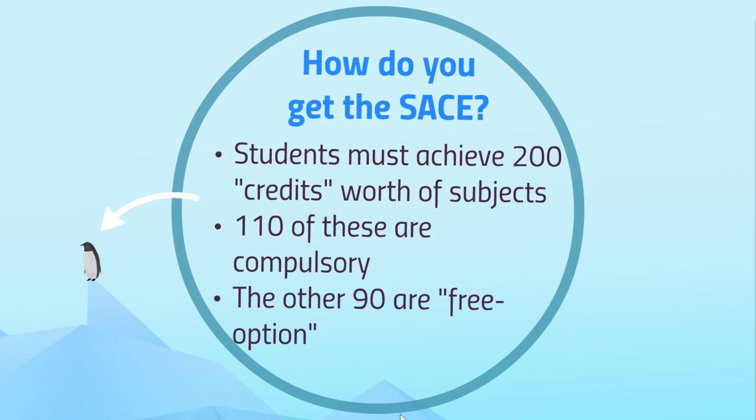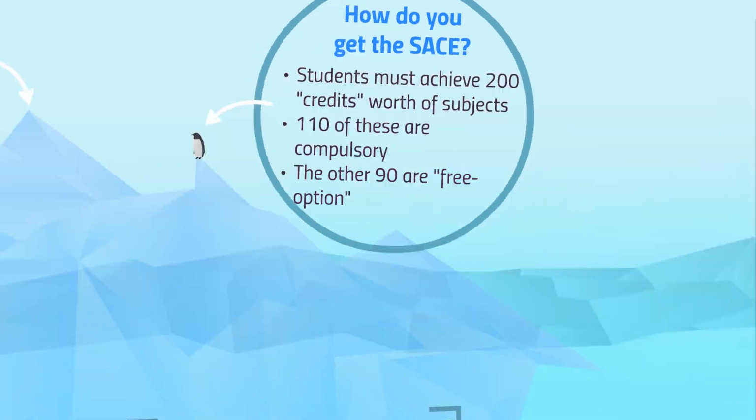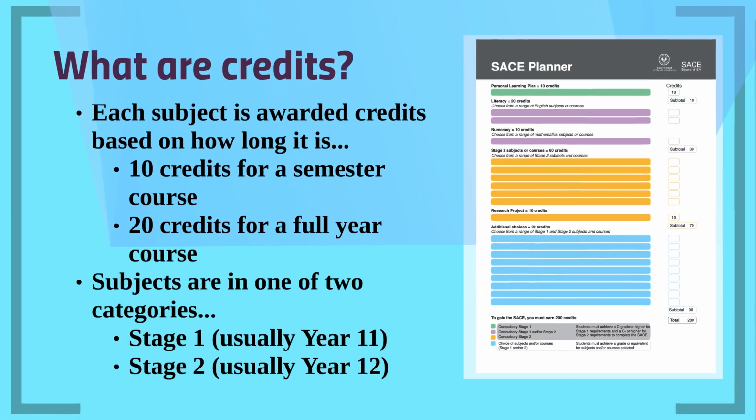So if a student does 7 subjects in Semester 1 and Semester 2 of Year 11, they will already end up with 140 SACE credits by the end of Year 11. So what are credits? Each subject is awarded credits based on how long it is. The Year 12 subjects are 20 credits. I already explained that Year 11 subjects, because they're semester long, are 10 credits. Subjects do fall into one of 2 categories, Stage 1 or Stage 2, and the compulsory subjects go across both Stage 1 and Stage 2.